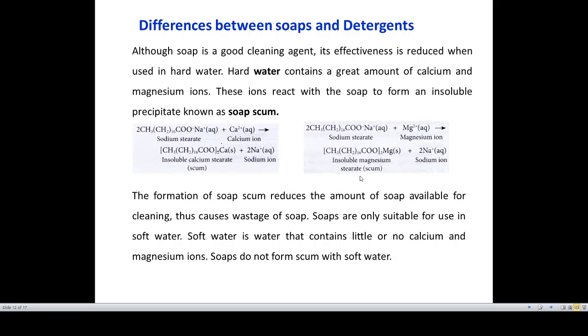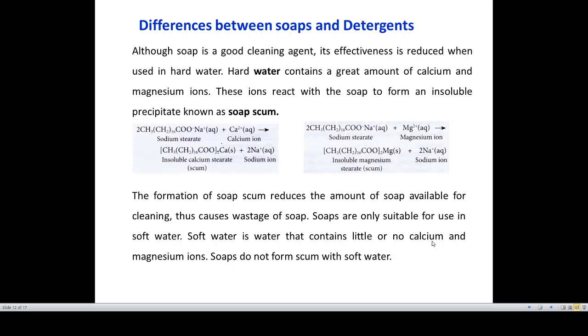Because of the formation of this soap scum, the amount of soap available for cleaning is reduced, and hence this results in the wastage of soap. This is the reason soaps are only suitable when we use soft water. We know soft water contains little or no calcium and magnesium ions.